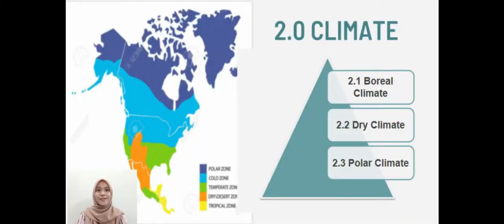Now let's move on to the climate. Basically, there are several climates under this region, around 6, such as the tropical rainforest, subtropical, temperate, polar, boreal, and also dry climate. But now let's just focus on the top 3 climates under this region, which are the boreal climate, polar climate, and also the dry climate.